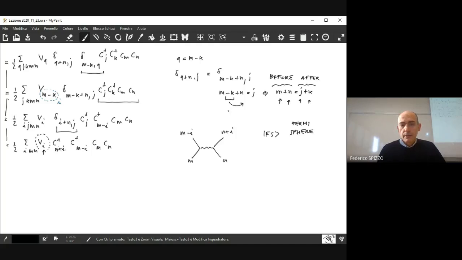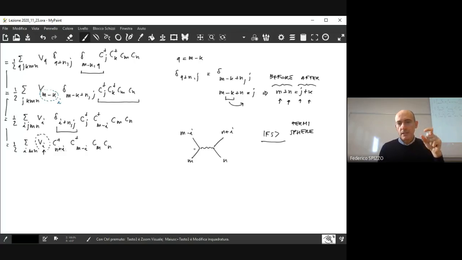If we require that the system is stable under this kind of interaction, this means that if we start with a Fermi sphere, then we expect to find again this Fermi sphere after some time. Then this means that the two initial levels have to have a connection with the final levels. Because if you destroy level m and level n and you create two new levels, those two new levels have to be equal to the initial ones.